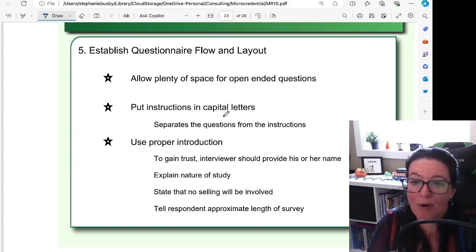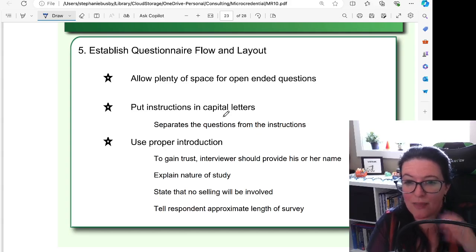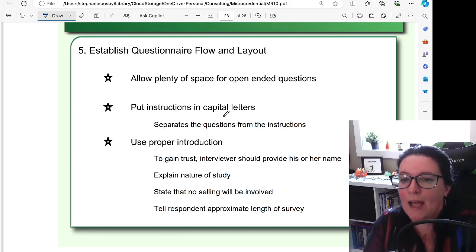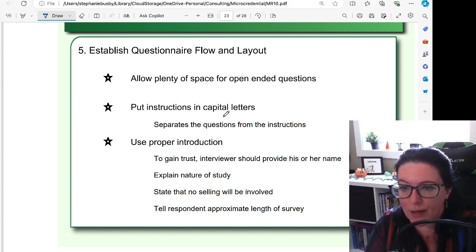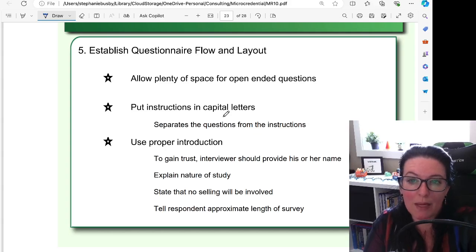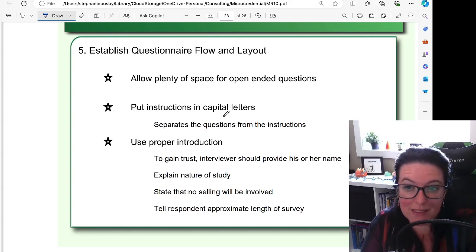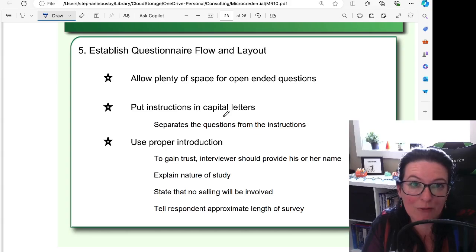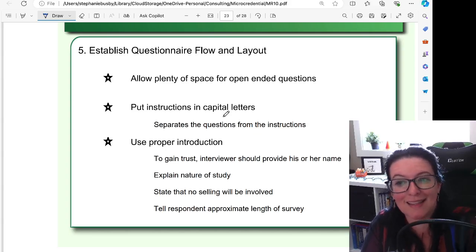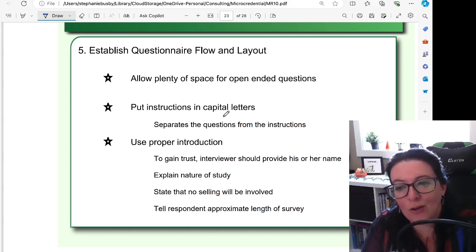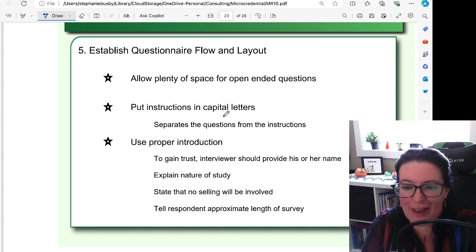Make sure you have a proper introduction. This goes back to our ethics discussions. And this is to gain trust, to make sure we cover our ethical responsibilities. It includes telling people whether the survey is anonymous, who is collecting the information, why they are collecting the information, what they are going to do with it, and how long it will take to complete the survey.